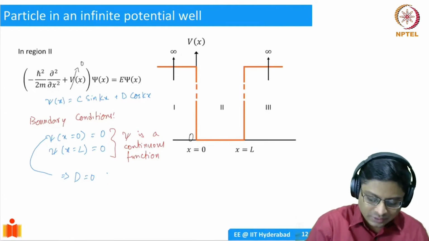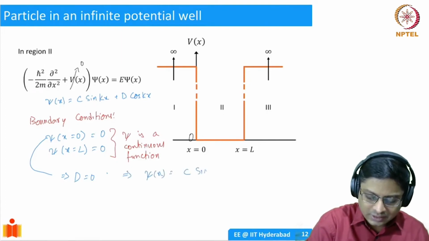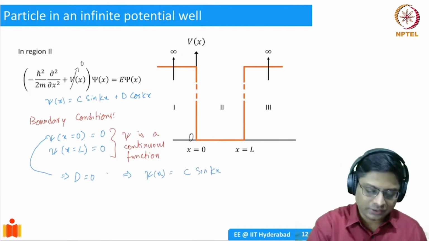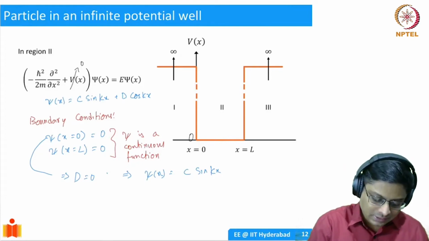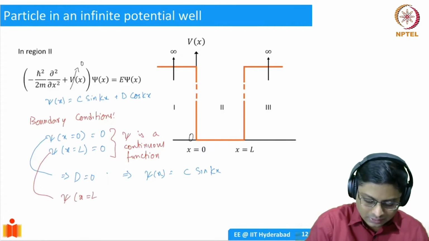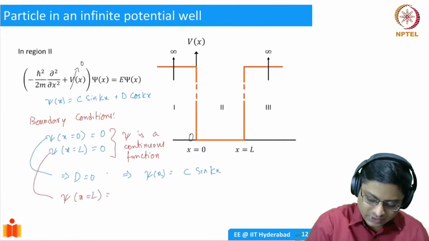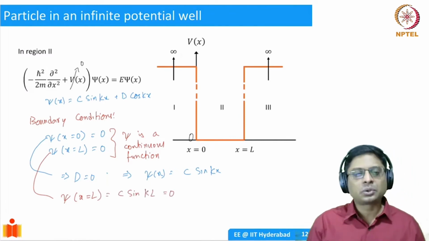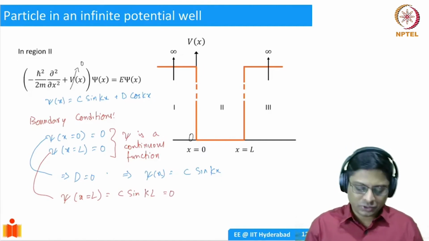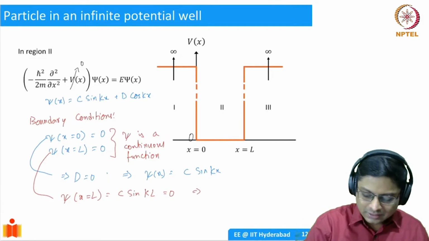So now the wave function simplifies to psi of x equal to c sine kx, right? Now we have the second condition, at x equal to L. So psi at x equal to L is simply c sine kL equal to 0. This has to hold for any k. So what kind of relation should it be? This implies that k times L should be n times pi.